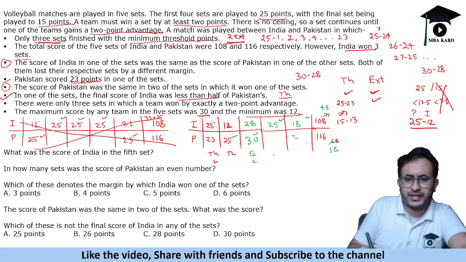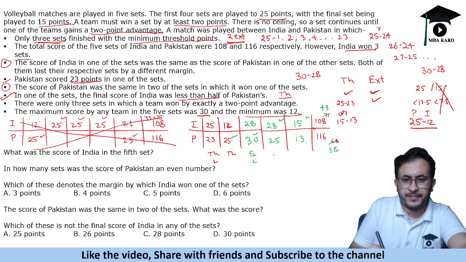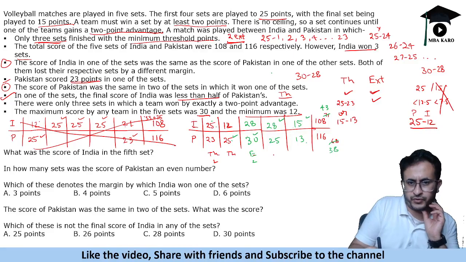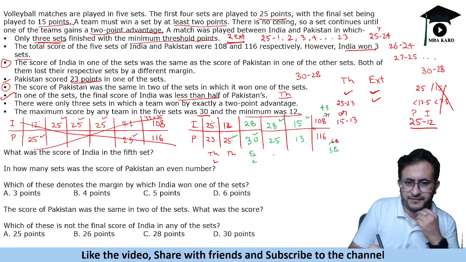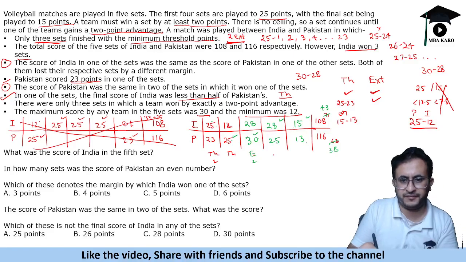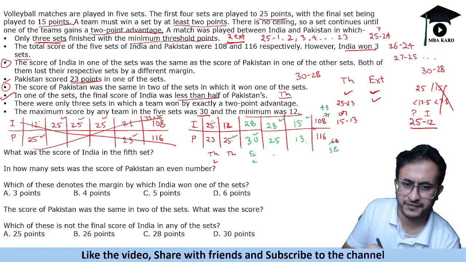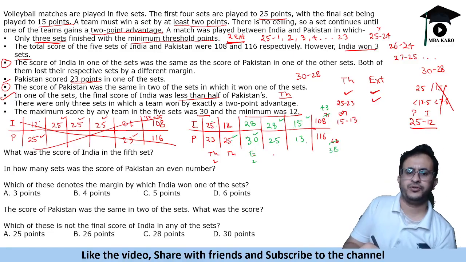So let's say that this match was not the extended one, okay, and this was the extended one. So if we make it a threshold game, it will be 15-13, and extended means 28 and 25. Okay, again if we see this, it says that India in one of the sets was same score as Pakistan in other set, both of them lost. So India and Pakistan 25 each, right? Both of them are winning.